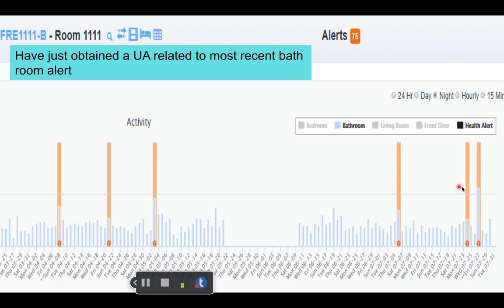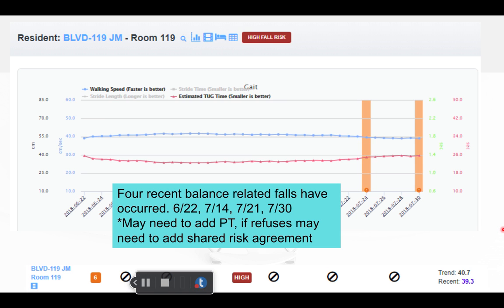So this particular resident has several alerts that are related to bathroom use. And typically they have a fairly steady pattern. It's at nighttime here, but they've had several alerts that were related to an increase in bathroom use. And the nurses at this site used these alerts to obtain a UA and determined that they did have a urinary tract infection.